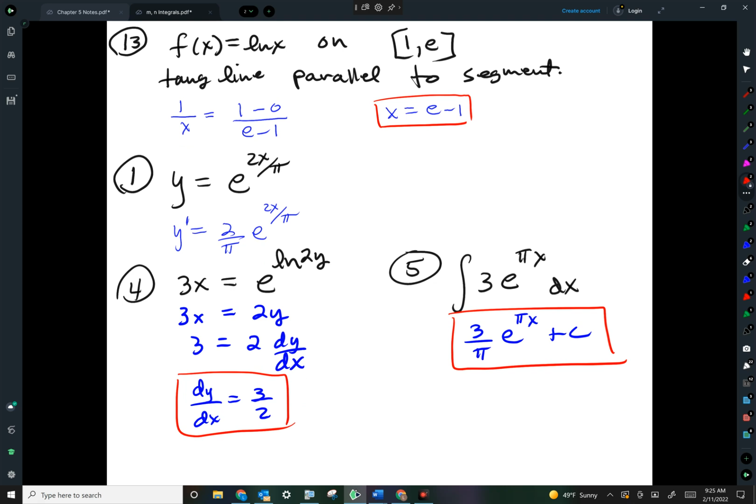The 3 comes out. You have e to the pi x, which is the shortcut. I'm not trying to be mean. They're not getting easier than this. Ever. Ever. It's okay if we put an e on by the 3. Yeah. Okay.